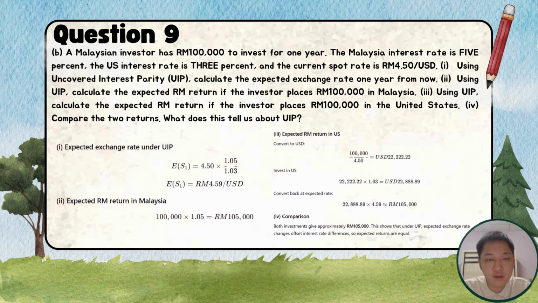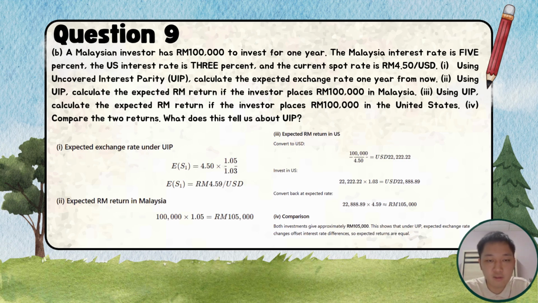For question 9b, I use uncovered interest parity, or UIP. The investor has RM 100,000. Malaysia interest rate is 5% and US interest rate is 3%, and the spot rate is RM 4.50 per US dollar. First, I calculate the expected exchange rate under UIP. I use the formula: spot rate times 1 plus Malaysian interest rate, divided by 1 plus US interest rate. So RM 4.50 multiplied by 1.05 divided by 1.03 equals RM 4.59 per US dollar.